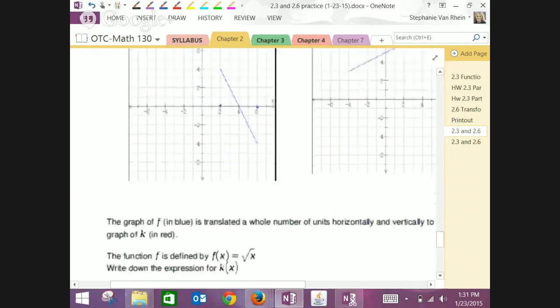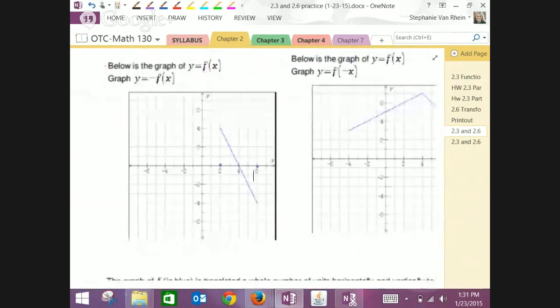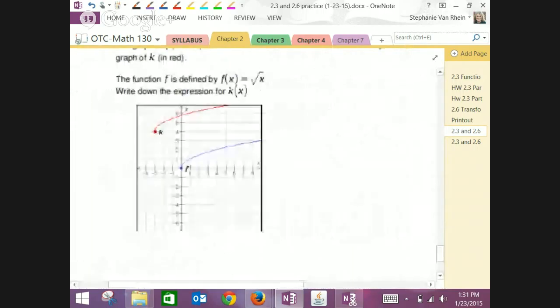You don't have this page. I got gypped a page. Sometimes the printer goes really fast and a page gets lost. All right.